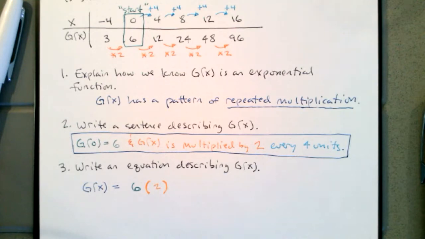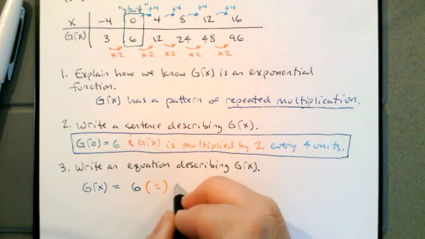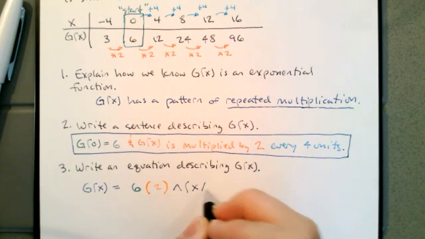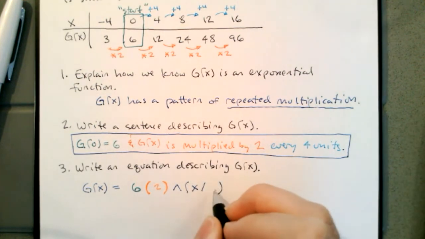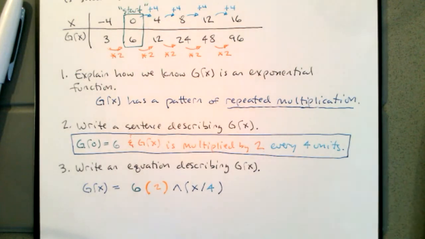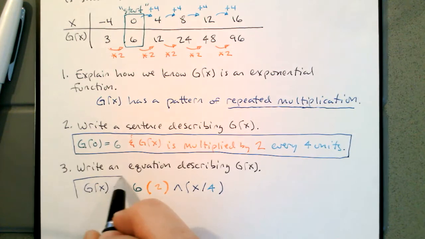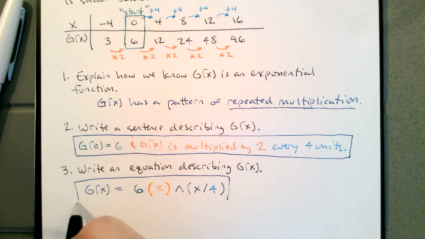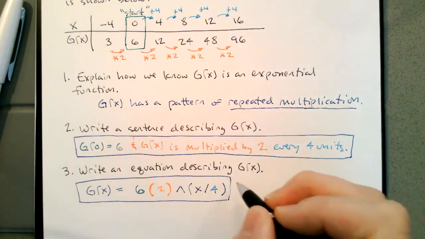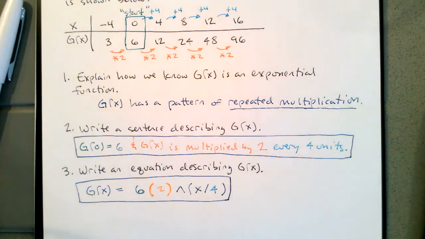And to say repeated multiplication, we use an exponent. So 2 raised to the a bunch of times. In this case, we'll say x over 4. Every time the exponent is a complete multiple of 4, an integer multiple of 4, we have multiplied by 2 that number of times. So when x is 4, the exponent is 1. We've multiplied by 2 one time. When x is 8, the exponent is 2, and we've multiplied by 2 two times. When x equals 12, the exponent is 3, and we've multiplied by 2 3 times. So here is an equation describing g of x.